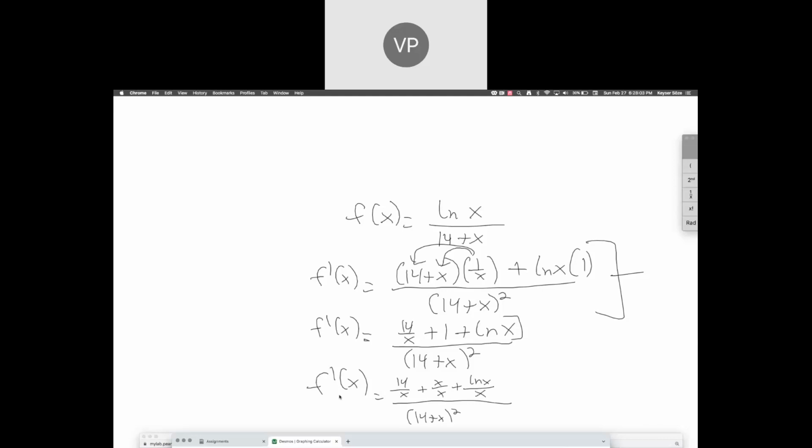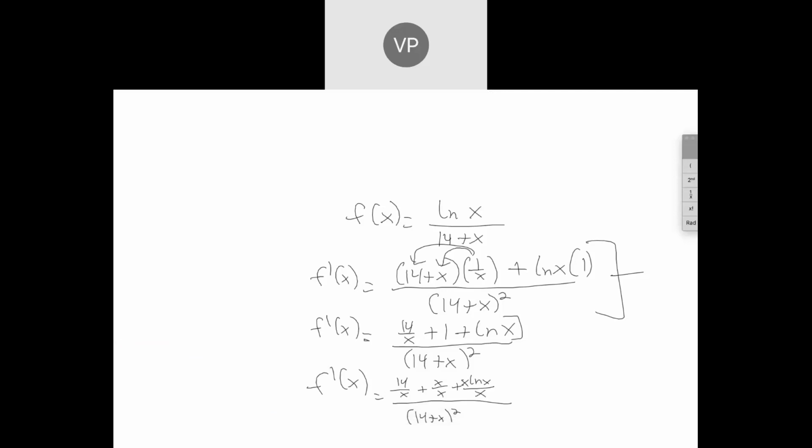So you see how I just put an x right there. I made them all have a denominator of x. Every one of those. I'm trying to clear out some space here. Now I can factor out this x. Let's move it up here.